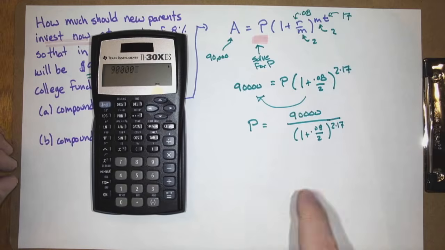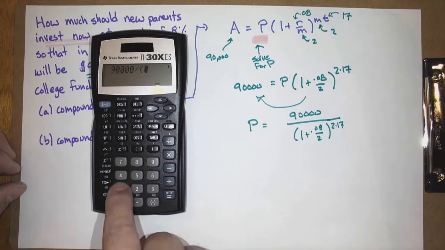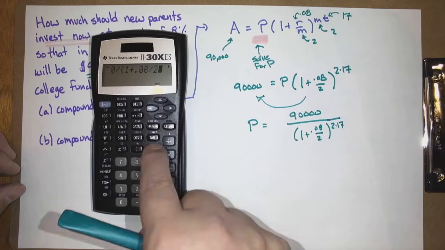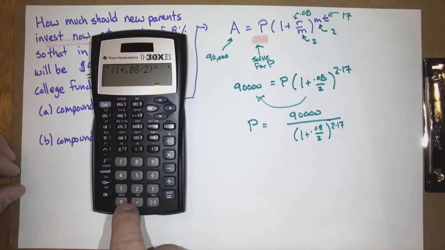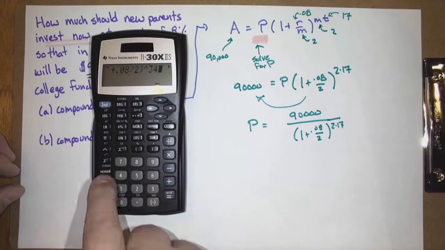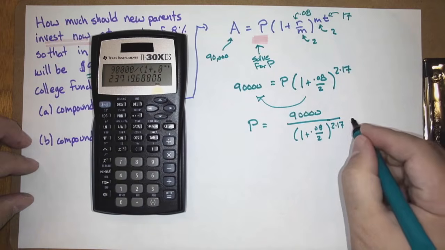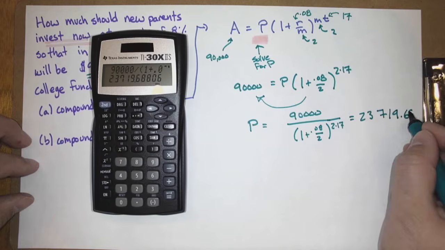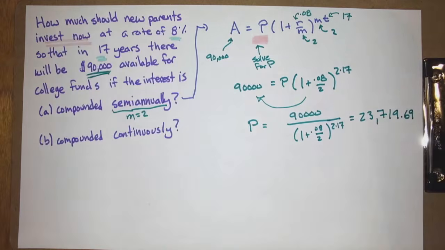90,000 divided by, parenthesis, 1 plus 0.08 divided by 2, parenthesis, and a little caret, meaning an exponent. And 2 times 17, we'll do that in our head, that's 34. And out comes a number, $23,719.69. All right.